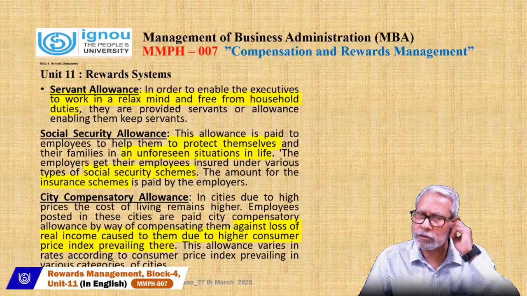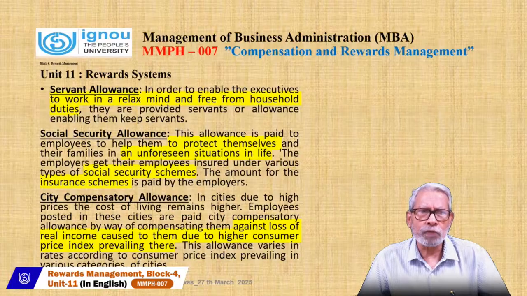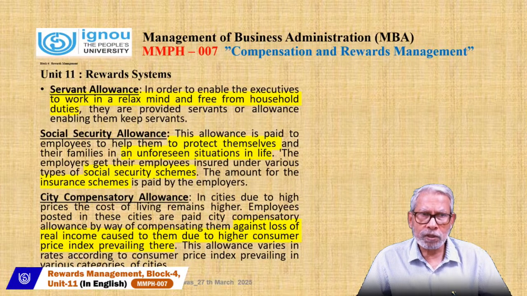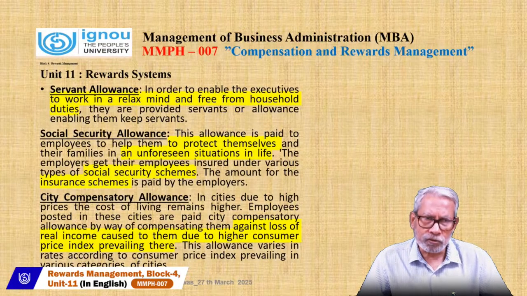Now, social security allowances. These allowances are paid to employees to help them protect themselves and their families in unforeseen situations in life. Anything can happen, so the social security allowances are given. Maybe in terms of insurance, various types of social security schemes are there. The amount for the insurance schemes is paid by the employers.